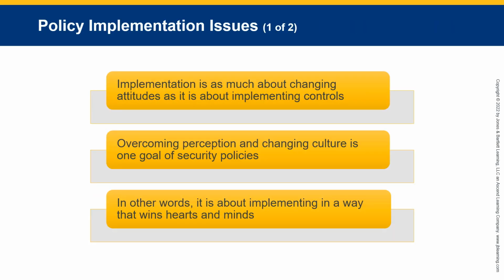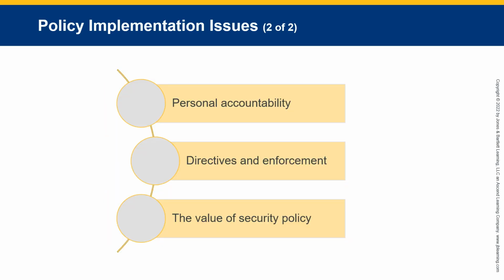Policy implementation issues, page 2. Implementation is as much about changing attitudes as it is about implementing controls. Overcoming perception and changing culture is one goal of security policies. In other words, it is about implementing a way that wins hearts and minds. Policy implementation issues, page 2. You have to have personal accountability, directives, and enforcement. A rule does no good unless it's enforced. The value of security policy has to be a cultural thing, and it has to come from the very top.